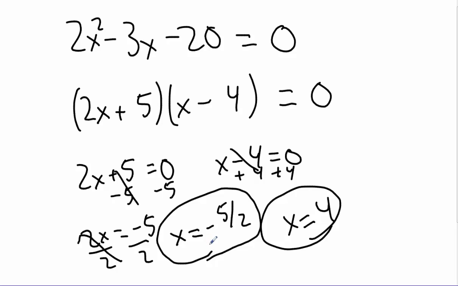Now a lot of you guys are going to not like me for this one because it's a fraction, but hey, fractions need love too. So the answer to this one is x equals negative 5 halves, and x equals a positive 4. And again, if you can't factor, we call it prime, but not this one.